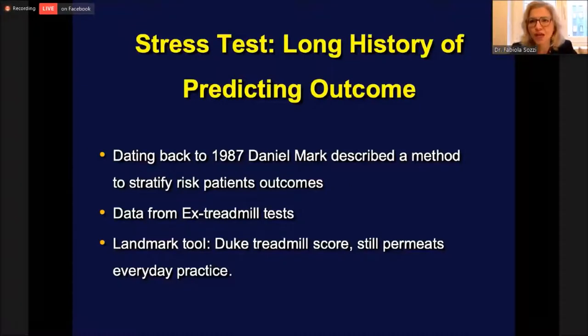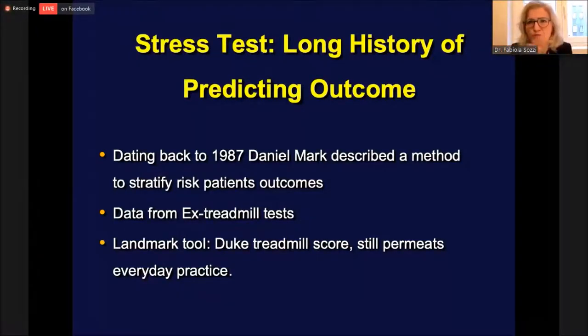Apart from the huge diagnostic value that we all know, the sensitivity is very high, the specificity is very high, the accuracy is very high, depending, of course, also on the type of population that we are going to analyze. But certainly, we have reached an average of more than 80% accuracy. We have to consider a long history on the predictive value about the outcome of our patient, and we realized that stress echo is able to stratify our patient.